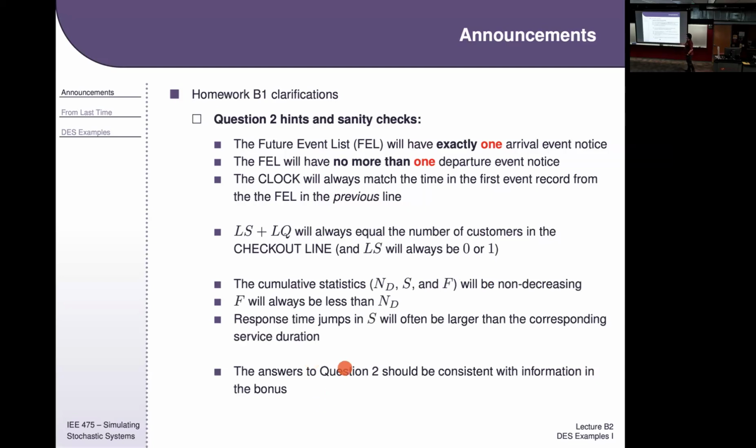And then the answers to question 2 should be consistent with the information in the bonus. So if you do the bonus, which is basically take your hand simulation and then code it in Excel so that Excel in one shot will calculate everything, the answers that you get in the coded solution in Excel should match the answers that you've done by hand. So that's another sanity check.